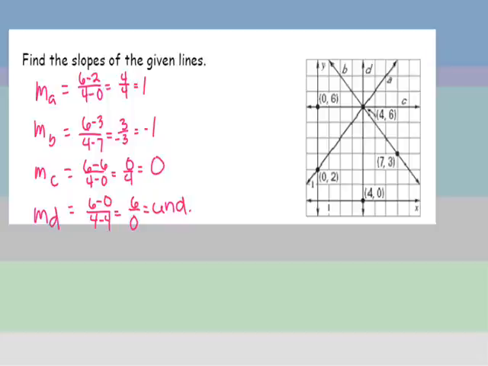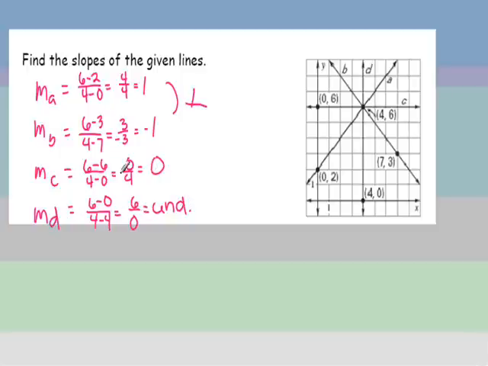Okay, so I realize that you could just get these slopes by counting, but I went ahead and used the slope formula anyway so you could see what's going on here. So A had a slope of 1. B had a slope of -1, so these two are perpendicular to each other. And then C was a horizontal line, so it had a slope of 0. D was a vertical line, so it had a slope of undefined.